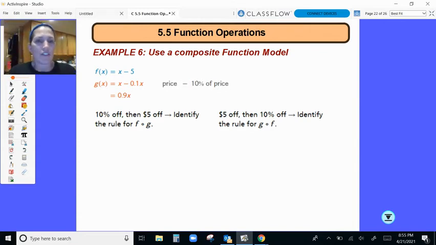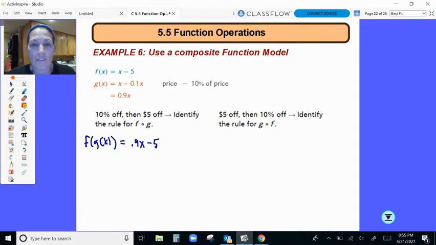And so first, the 10% off and then the $5 off, that's going to be my g first, which is my 10% off, then my $5 off. That's going to be f of g of x. So the inside one is always the one that goes first, right? So we're going to plug g, this 0.9x, in here. So it's going to be 0.9x minus 5, okay? And that's my 90% first, then my $5 off.